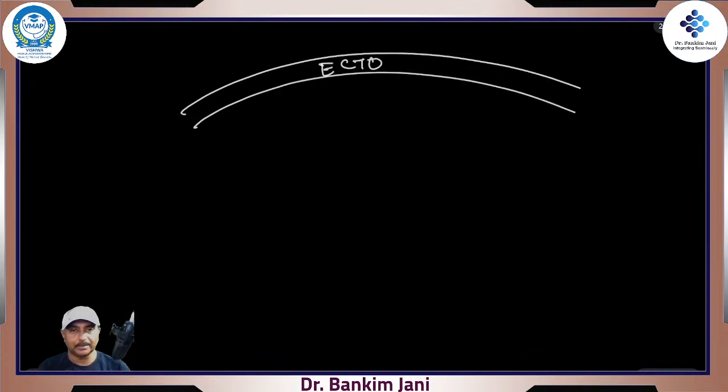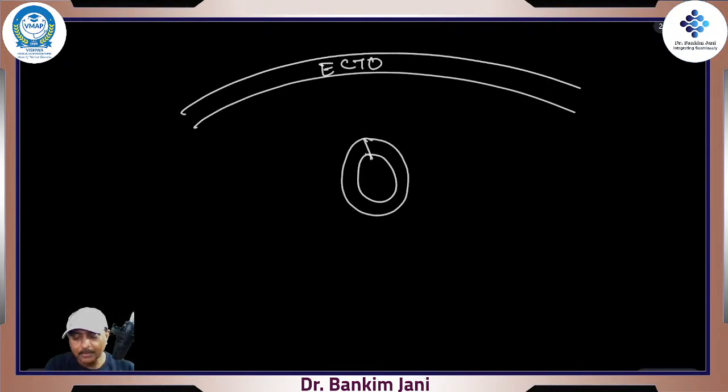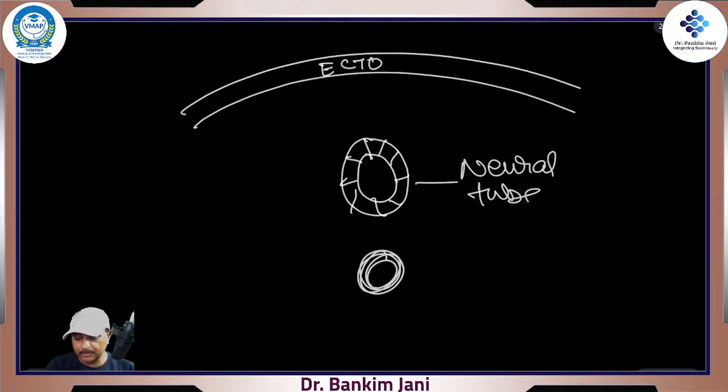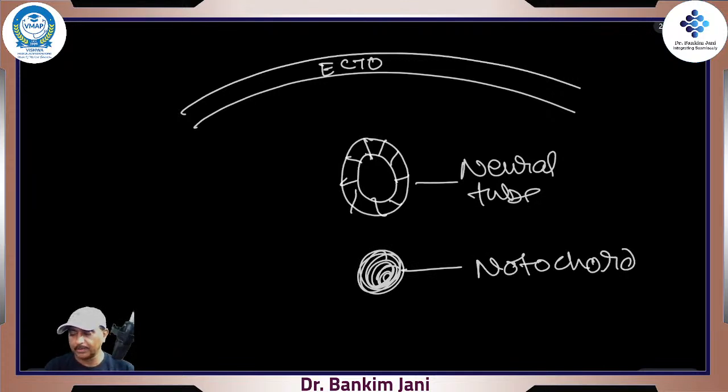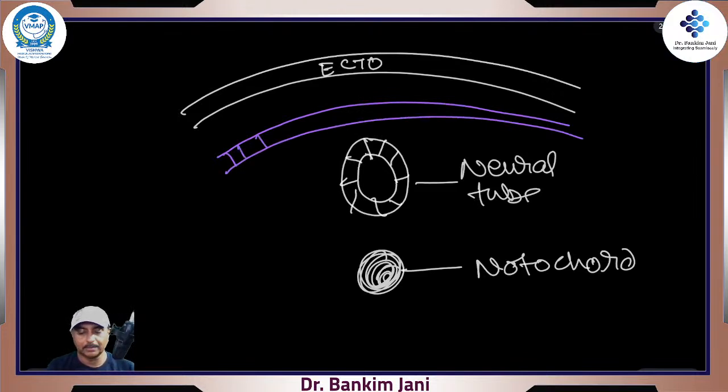This is ectoderm. Then this is, yes, you are right, that is the neural tube. Then this one is notochord. And then in between, these are the cells which are neural crest cells. These are neural crest cells.